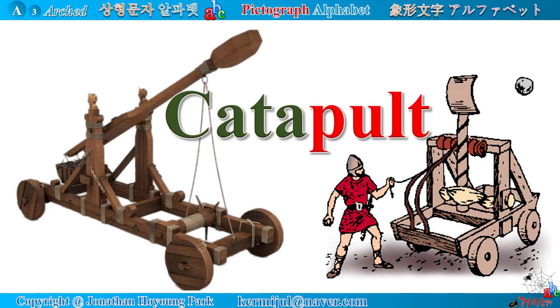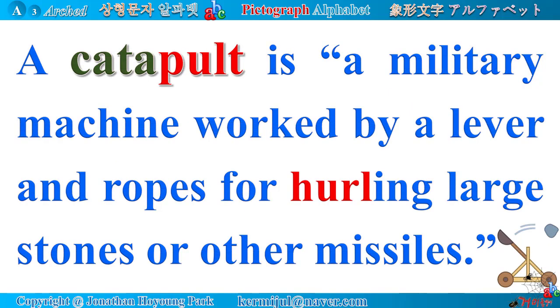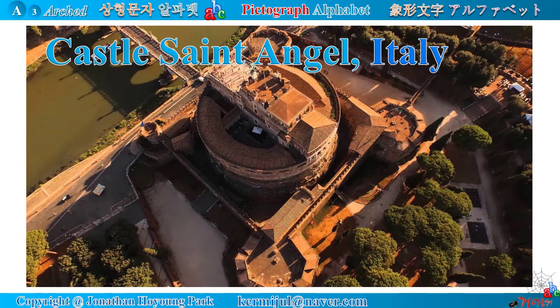Catapult. It is a weapon to throw a big stone to break a wall of a castle. A catapult is a military machine worked by a lever and ropes for hurling large stones or other missiles. Look at the bird's eye view of Castel Sant'Angelo, Italy. Look at the position highlighted in a dotted red circle. You can see a Roman ancient catapult and stone ammunition displayed. See the close-up picture of the catapult.